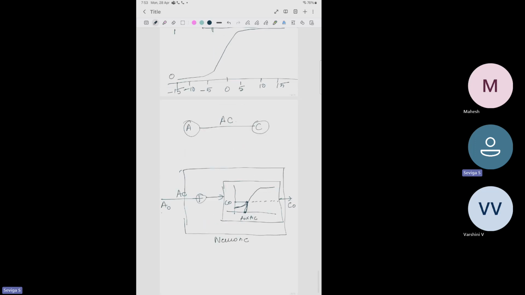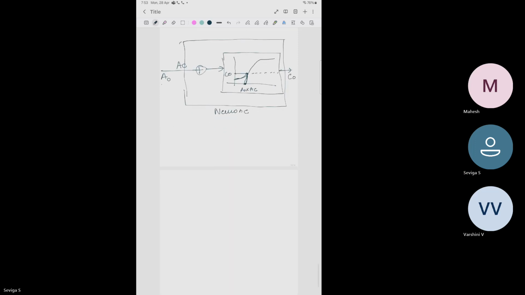This is normal. Suppose we are changing the weight. Let us assume, let me draw here, A naught into AC plus ACM. We are adding to the weight AC. So then what will happen? There will be a shift in the computed value. Then this will shift in the activation, and this will provide a larger C naught, and thereby there will be changes in the error also, bigger changes in the error.